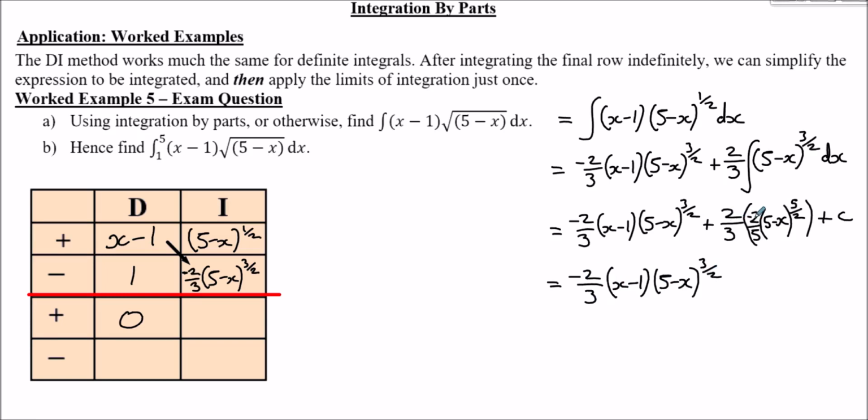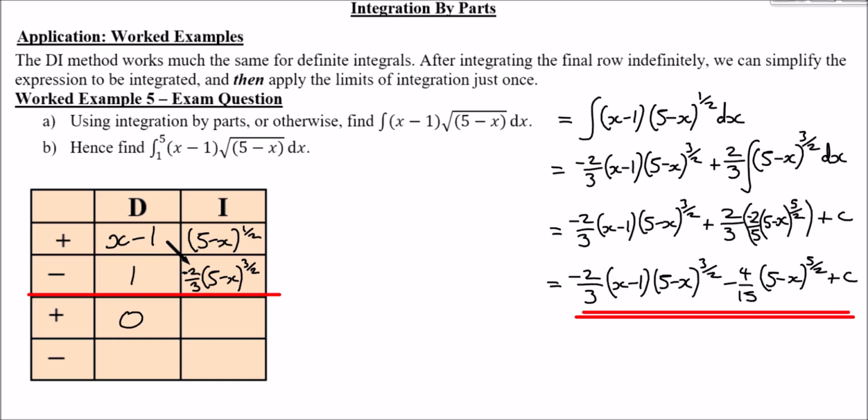2/3 multiplied by negative 2/5 is going to give minus 4 over 15. So we have minus 4 over 15, 5 minus x to the 5 over 2, plus c. So that's our answer for part A.